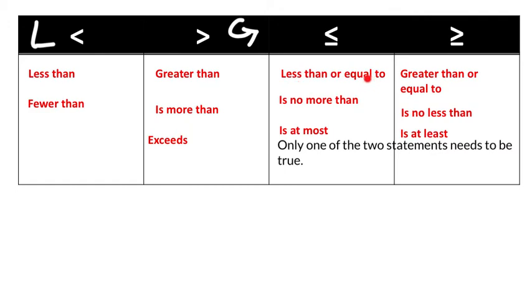So like this one, less than or equal to, if you see a value that's less than, that can be true. If you see one that's equal to, that can also be true. And so this one, where it's got the greater than symbol, but the line underneath it, that's a greater than or equal to symbol.